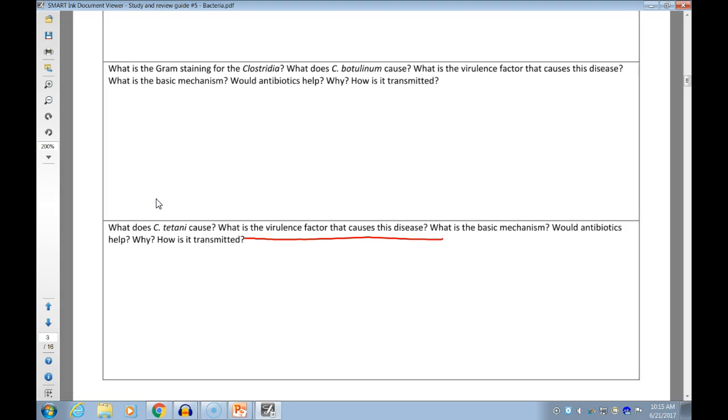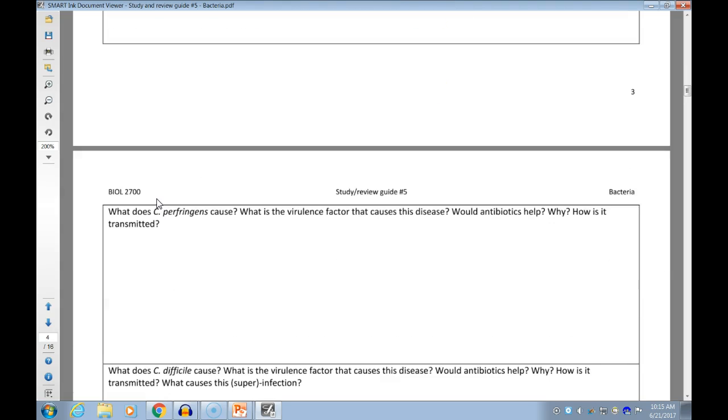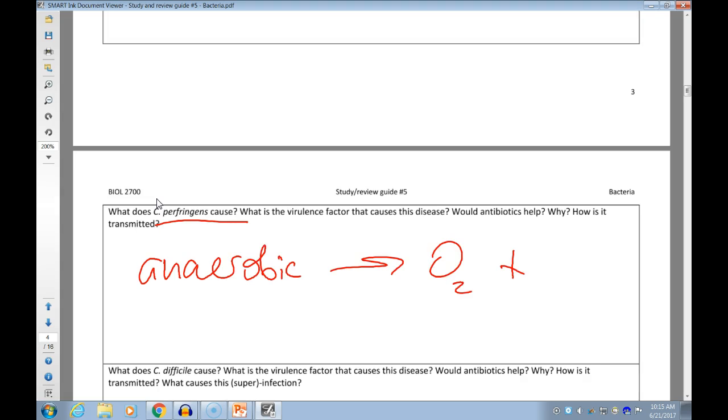Transmission: botulinum, perfringens, tetani, soil dwelling. Conditions that they cause. Perfringens, understand the idea. It's anaerobic. Oxygen treatment.